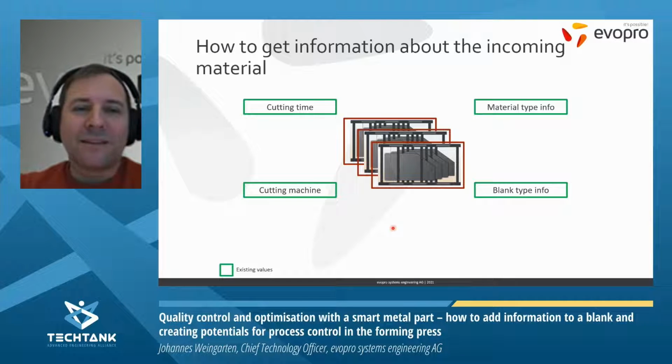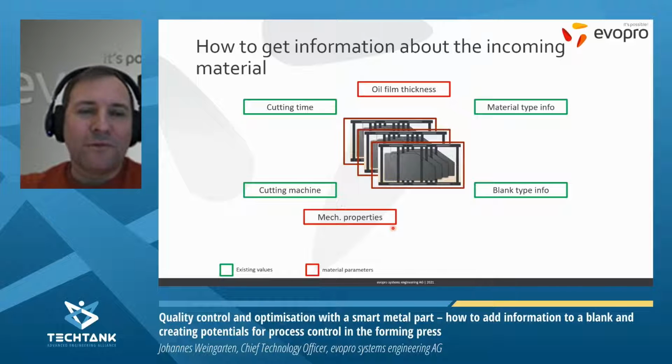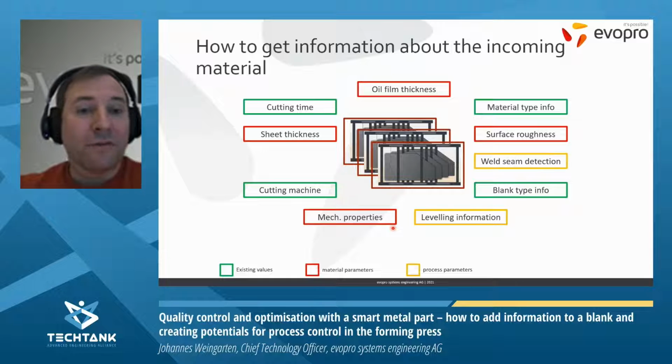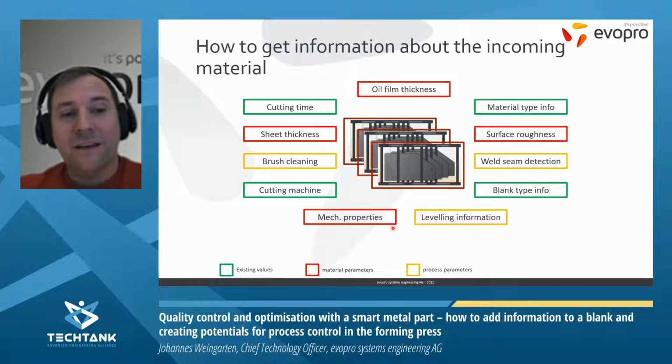What we now would need to be able to influence the control algorithm would be, for example, the oil film thickness, the mechanical properties, the surface roughness, the sheet thickness. These are material properties, material-related values. Of course, we also have process-related values like leveling information from the stamping line, from the coil blanking line. We have the weld seam detection.